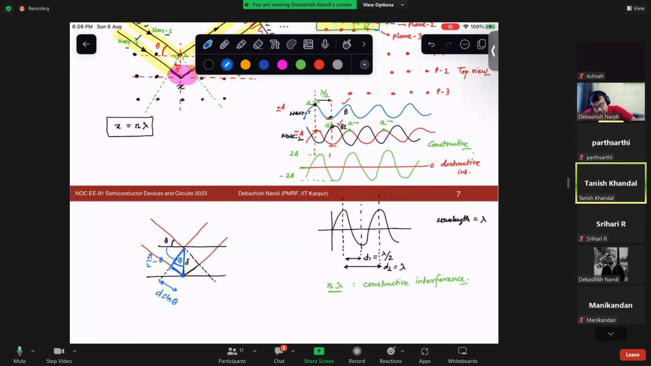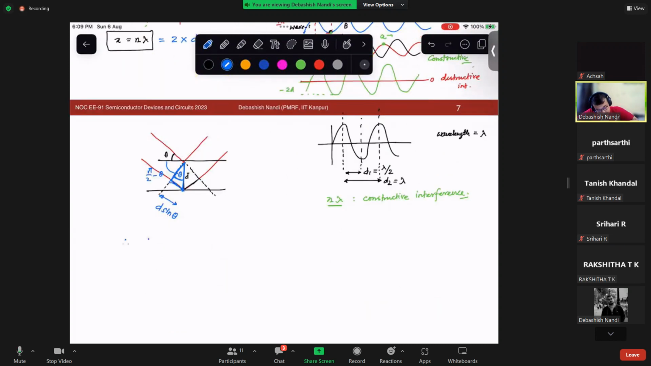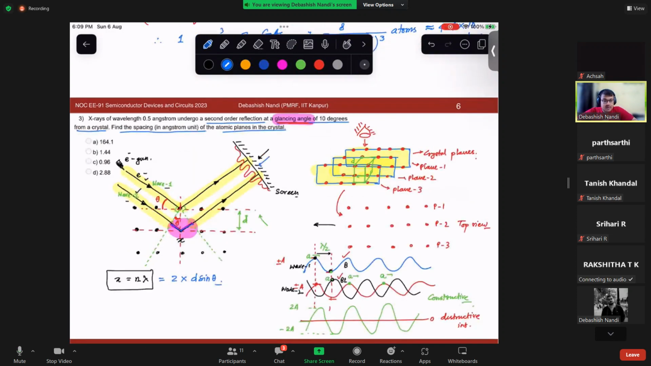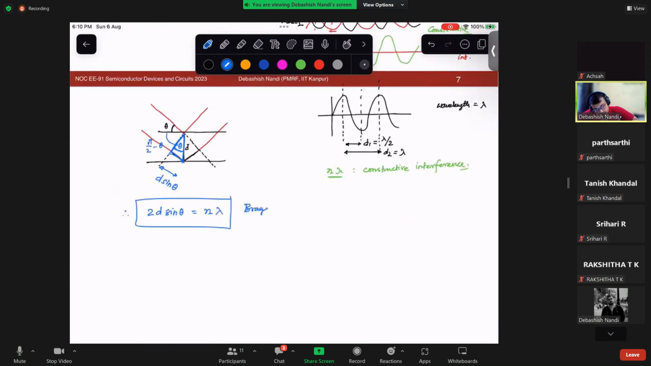So what is this x additional distance? X equal to nothing but 2 into d sine theta. This is d sine theta. This is d sine theta. So the condition becomes 2d sine theta should be equal to n lambda for a constructive interference to be seen at this screen. This is your Bragg's diffraction law.